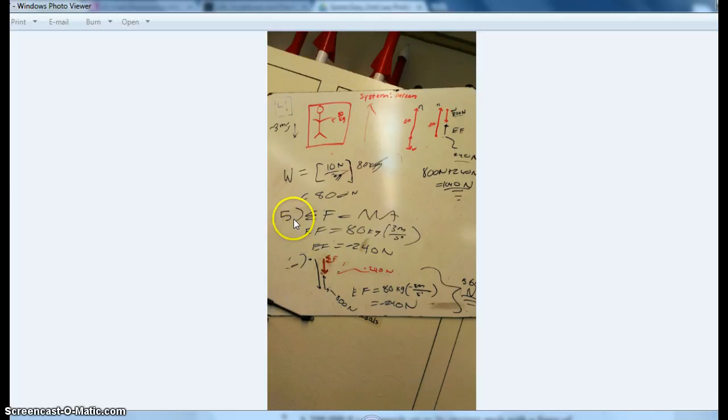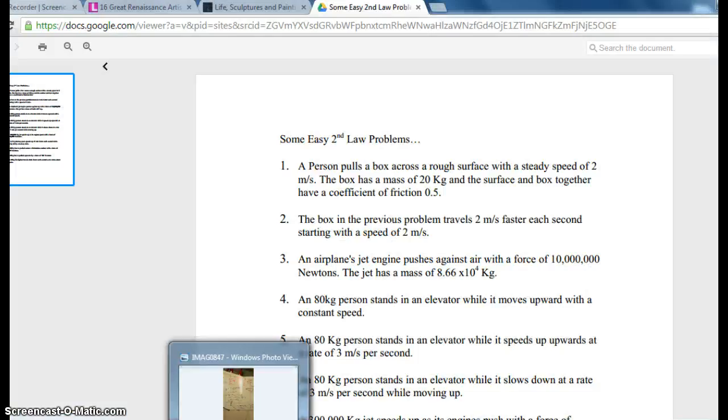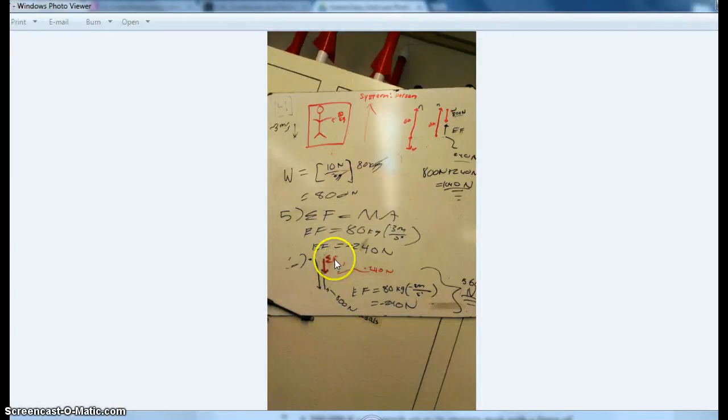So for number 5, we could go through the equation net force equals mass times acceleration. We know mass, which is 80 kilograms, and we know acceleration, which for number 5 is now 3 meters per second squared. So if we do the equation right, it should equal 240 newtons.